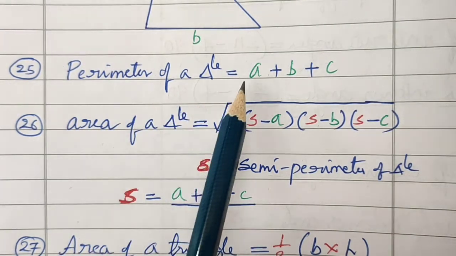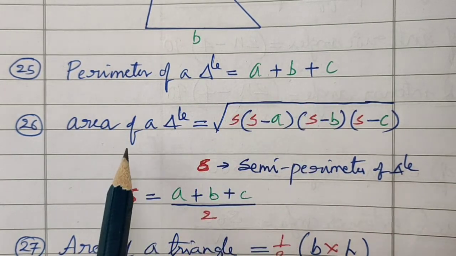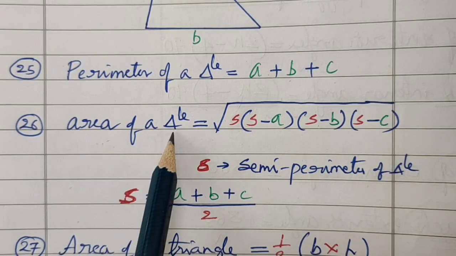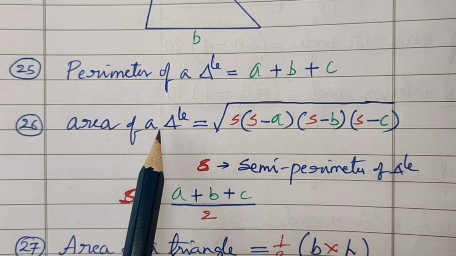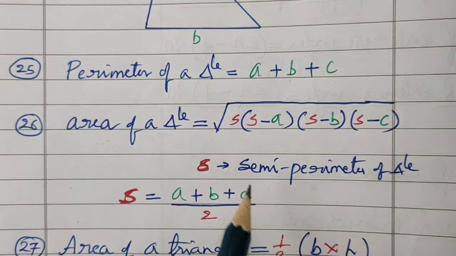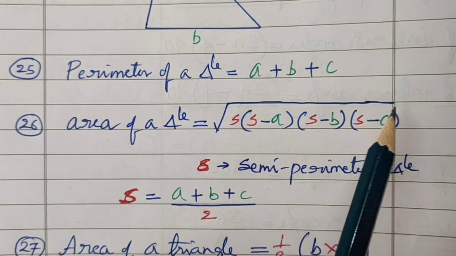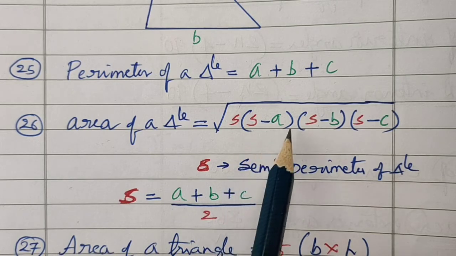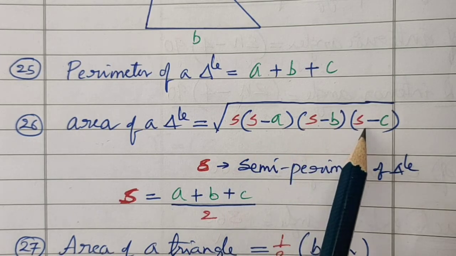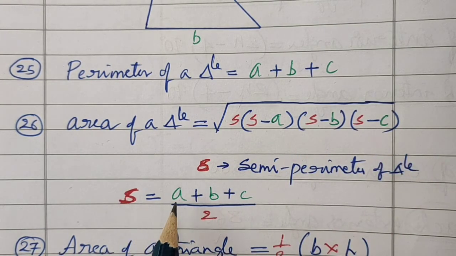Perimeter of a triangle is equal to a plus b plus c. Area of a triangle whose height is not known, but when we know the sides of triangle ABC, is the square root of s into s minus a into s minus b into s minus c, where s is equal to a plus b plus c divided by 2.